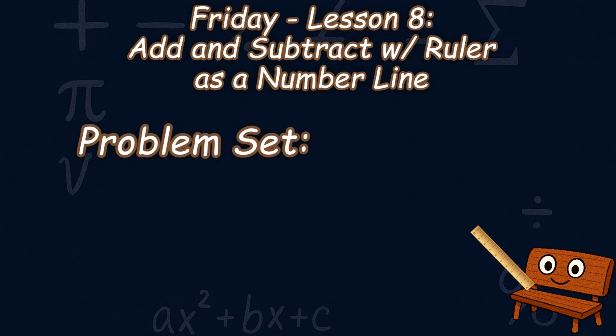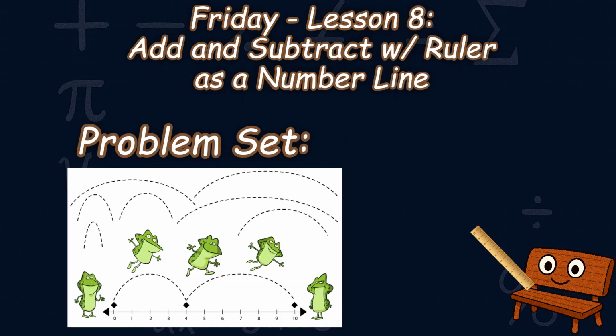The problem set includes word problems like using a ruler as a number line, or having a bug hop forward and backward along a ruler, or even comparing their jumps in centimeters. Students learn that the ruler works just like a number line for adding and subtracting, reinforcing both place value and their operation.